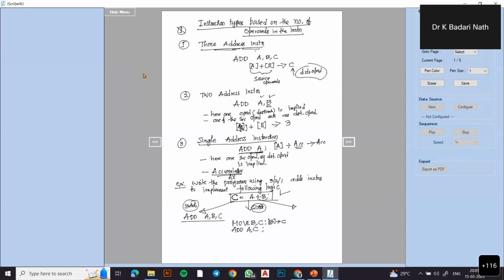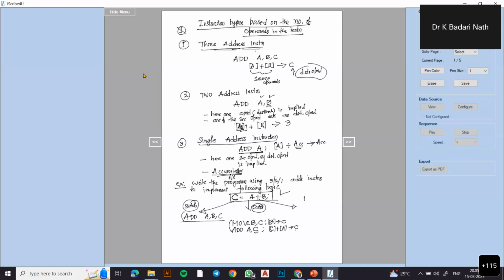Now what does it mean? The contents of C will be added with the contents of A and the answer is stored into the C register. Because we know that in a 2 address instruction, the destination is nothing but what? One of the source operands. So A plus C and the answer is stored into C. So in this case, 2 instructions are required to perform the job. Here one instruction was required. Let's write the other one.